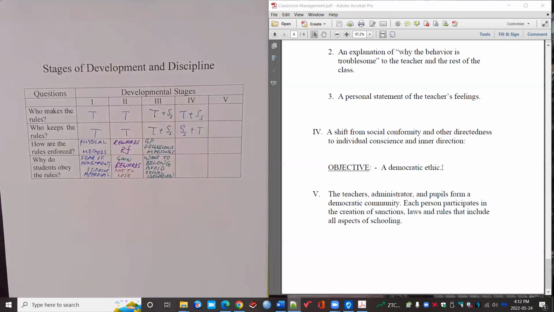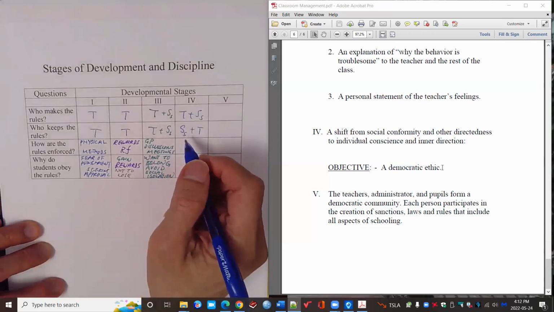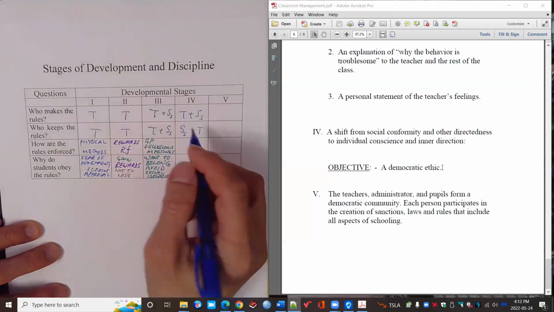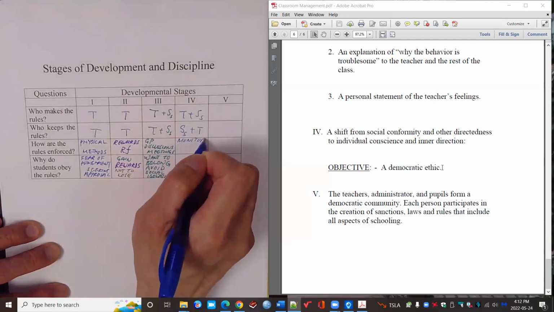How are the rules enforced? Here, students monitor their own contract. Is the contract, right? Follow the rules, right? So you yourself make a contract here to follow the rules. Okay, so this one here is that students should monitor their own contract.